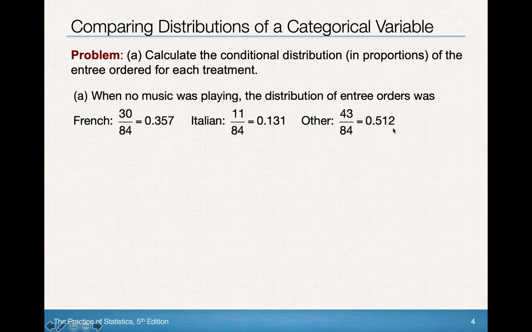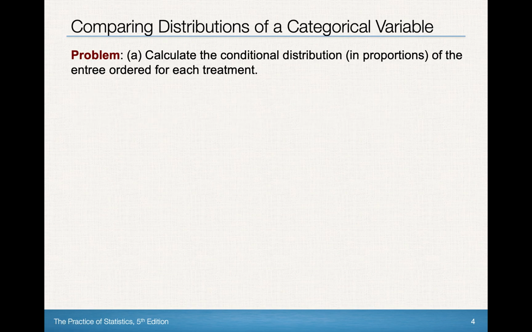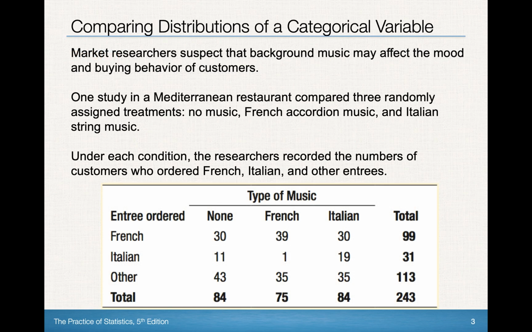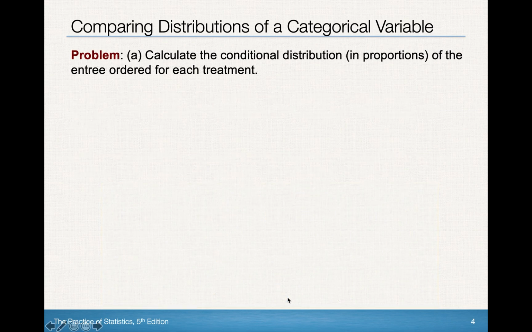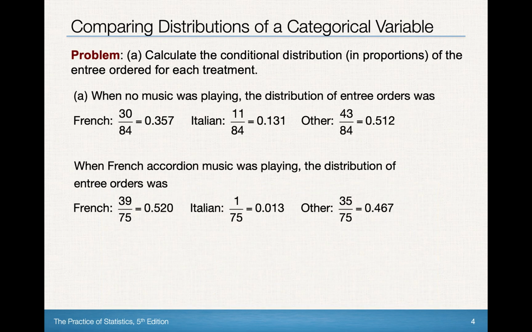Okay, so let's look at the next treatment, which was the French music. When French music was playing, 39 of the 75 people chose French food, 1 of the 75 people chose Italian food, and 35 of the 75 people chose other. So for our next treatment, when a French accordion was playing, these are the percentages of people that chose each of these foods.